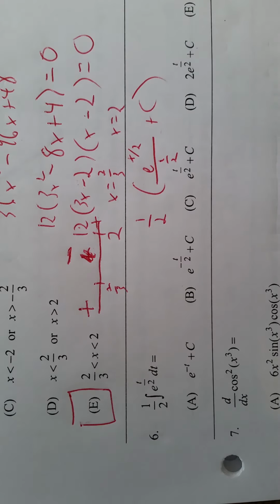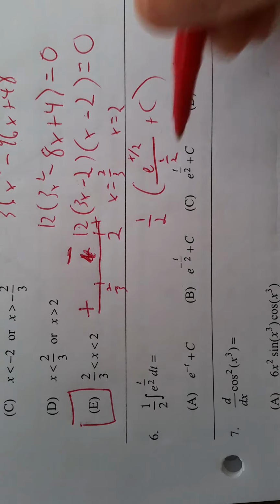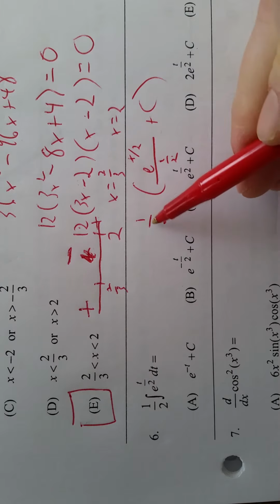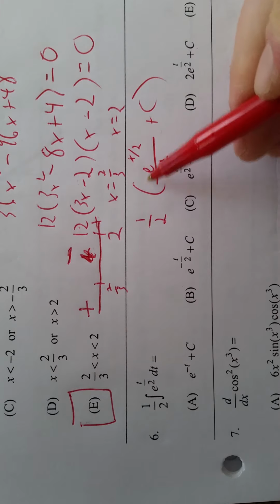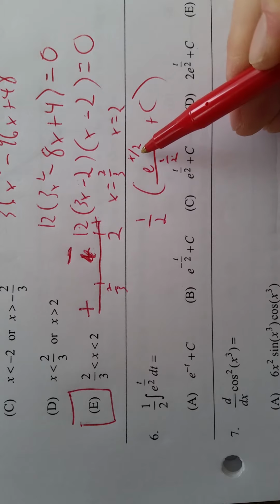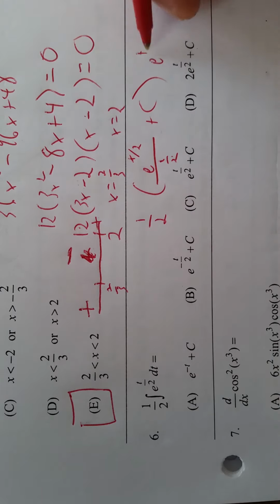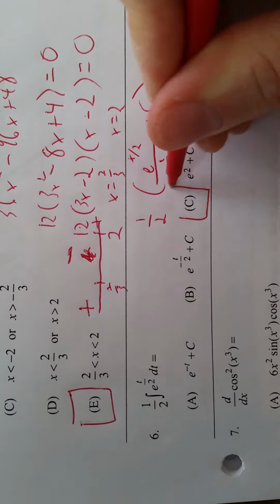plus c. Okay, just real quickly, dividing by 1/2 is the same thing as multiplying by 2. So this really becomes 1/2 times 2e to the t over 2 plus c. So these things end up canceling, and what we end up with is just e to the t over 2 plus c, and that is c.